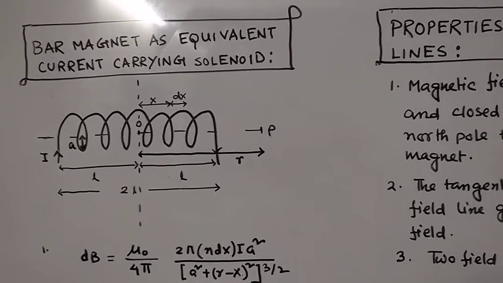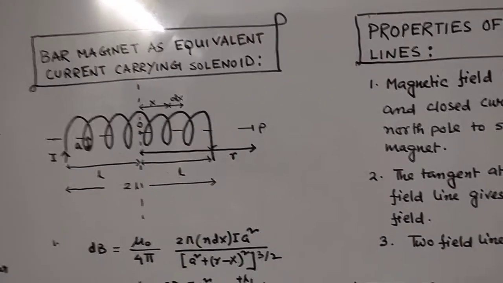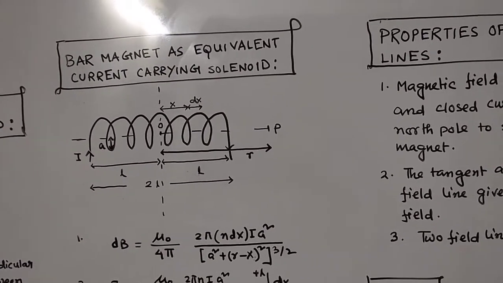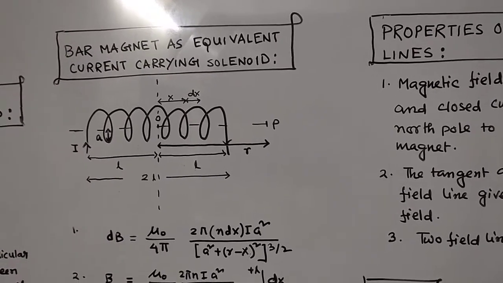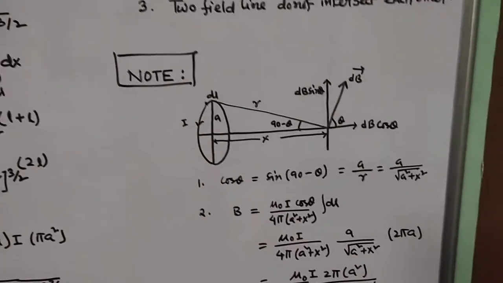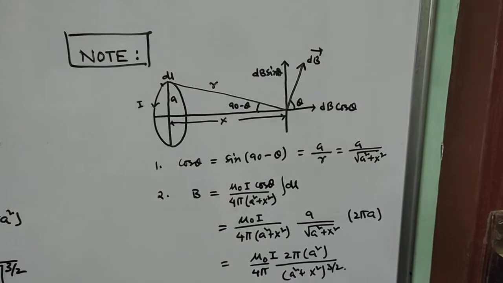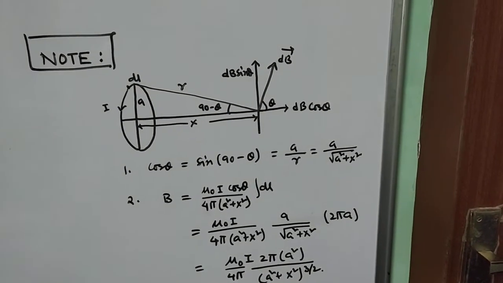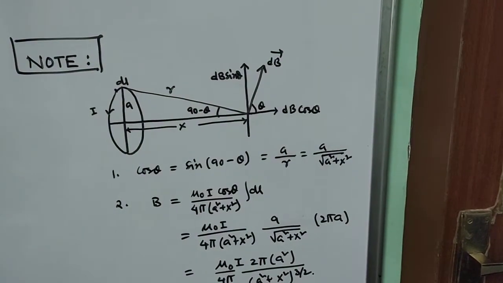Now already we have discussed the field due to a current carrying loop, and a solenoid is nothing but a combination of loops. So basically we will try to find the magnetic field at P due to the dx, and dx contains many turns. So if n is the number of turns per unit length, then the total turns will be n dx. So you see this expression already we have defined for a single loop. Cos theta equal to sine of 90 minus theta, and it is perpendicular by hypotenuse, a by r equal to a by root over a square plus x square.